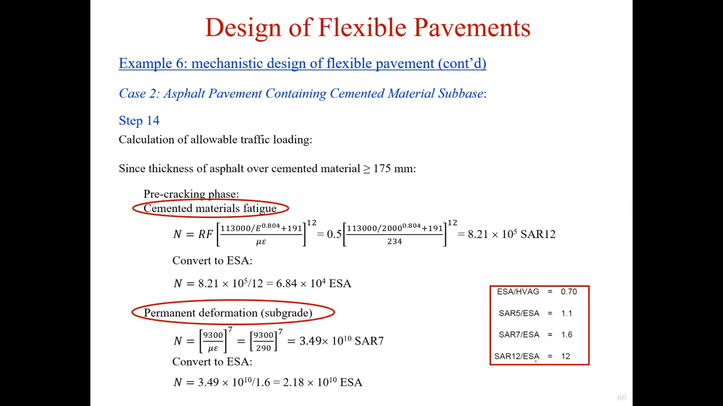For the pre-cracking phase and cemented materials fatigue, N can be calculated using this formula as shown here. We can convert the unit from SAR12 to ESA by dividing the value by 12. For subgrade permanent deformation, N can be calculated using this formula and then converted to ESA by dividing the result by 1.6.